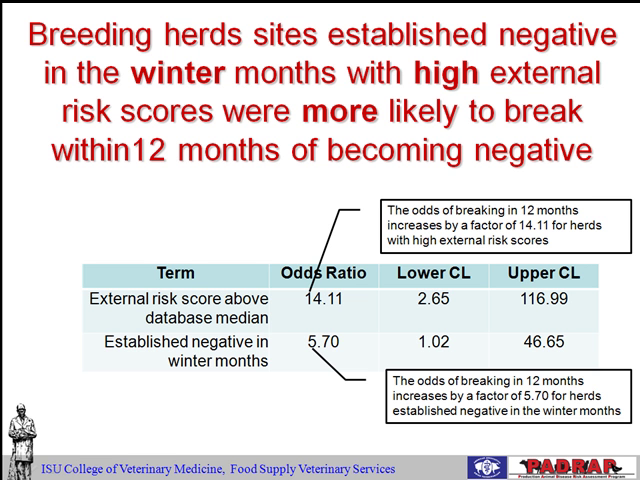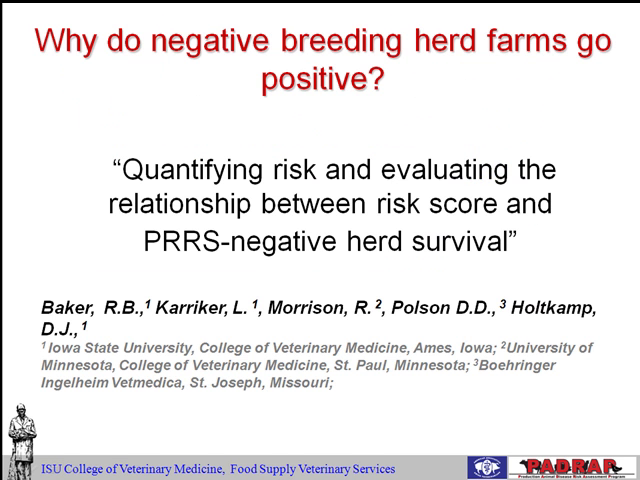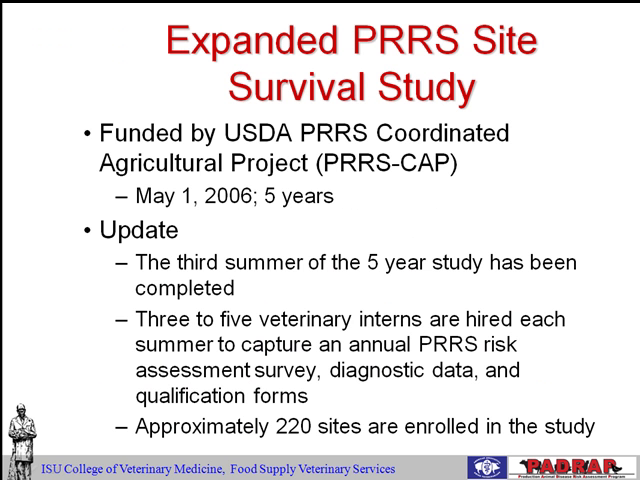And then we also looked at winter month, and sure enough there too, the odds of sites that were established in the winter not surviving 12 months was 5.7 times higher compared to those that were established in the spring, summer, and fall. Okay? And those odds ratios were statistically significant for both of those, because neither of them has one in the confidence interval here. So both were greater than one and both significant.